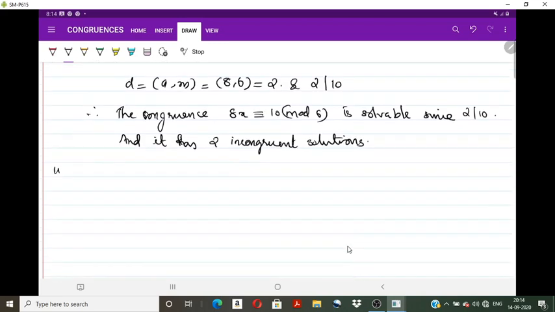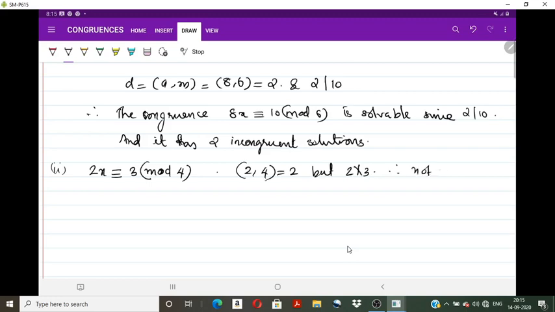Two incongruent solutions. Now equation number 2: 2x congruent to 3 modulo 4. Here GCD of 2, 4 is equal to 2, but 2 does not divide 3. Therefore this is not solvable. So the congruence is not solvable or has no solutions.